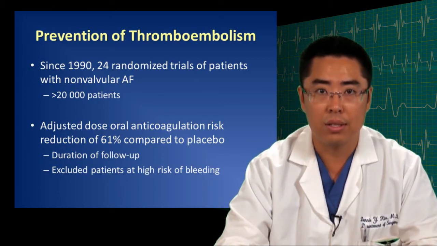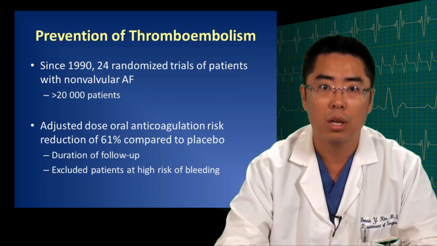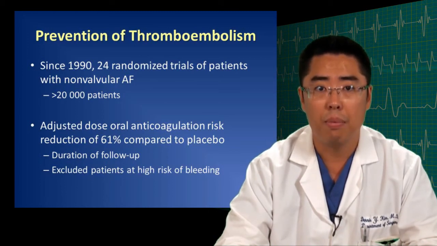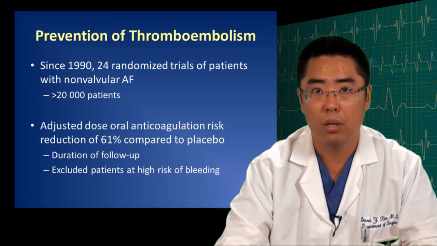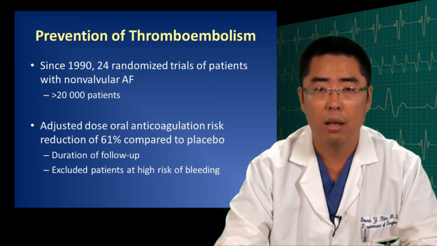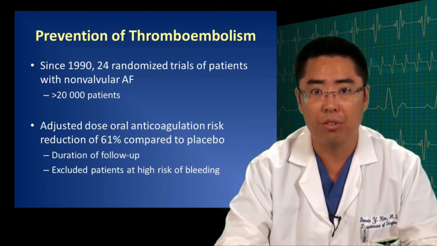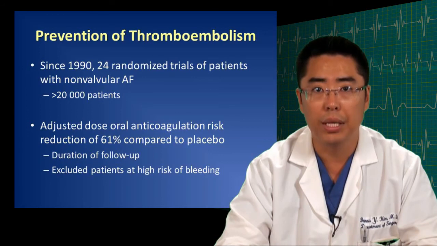Overall, the consensus appears to be that adjusted dose oral anticoagulation leads to a risk reduction of stroke of 61% compared to placebo. Again, many of these trials are limited by duration of follow-up, which on average is anywhere from 1 to 2 years with a maximum of 2.2 years. And again, most of these studies excluded patients that were at a high risk for bleeding.